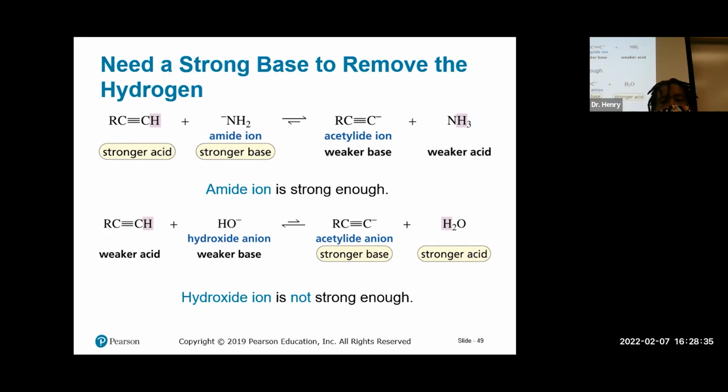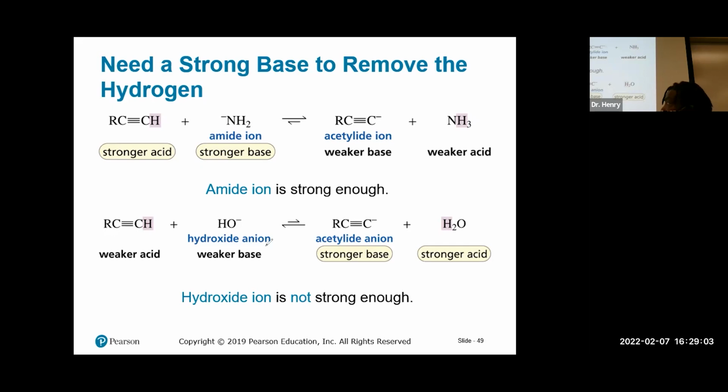Now, if we have a weaker acid and a weaker base, again, we're going to have the hydrogen being removed. But the problem is in this case, you're not going to get this formation. You're not going to have that strong acid, strong base. It's favoring the other direction. Okay. Does that make sense?